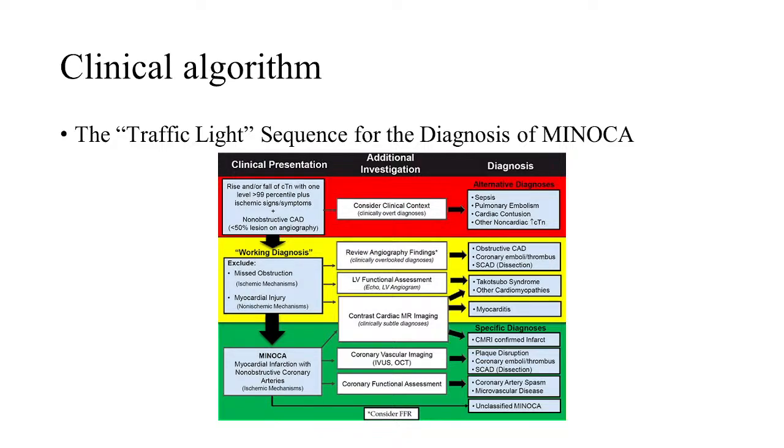After this red light has been cleared, we come to the yellow area, where we think: did we miss some obstruction? This is mostly by the cardio team, not our emergency team. If they missed some obstruction, is there still ongoing myocardial injury? If so, we would review the angiographic findings. You can get an LV function assessment. We do this because a subset of these patients do not have MINOCA, they have something known as MINOCA mimics, which is actually a non-ischemic cardiomyopathy.